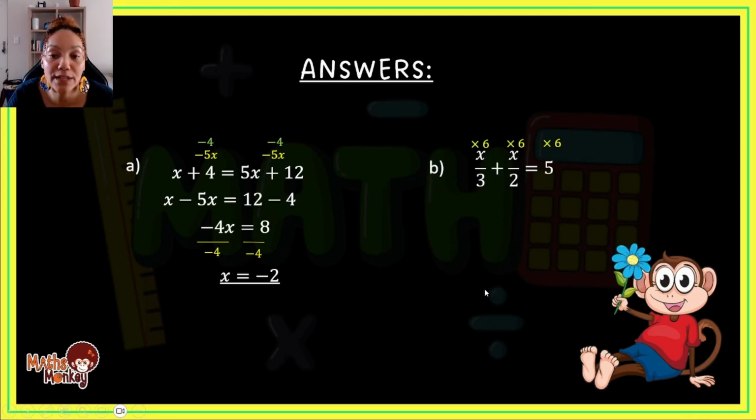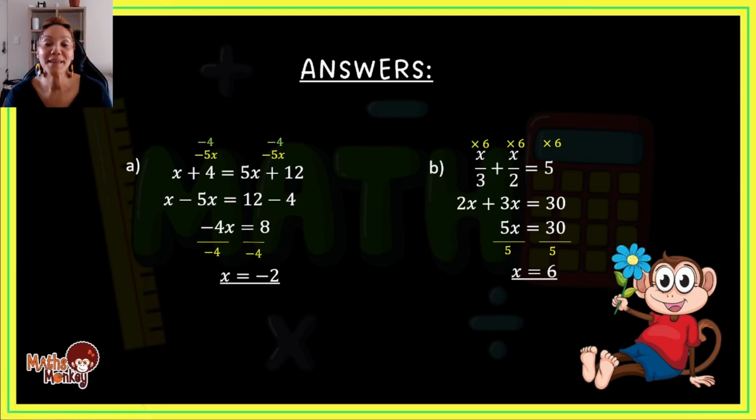Right, so the way I would then find the answer is I'll say 6 divided by 3 is 2, multiplied by x is 2x. Then 6 divided by 2 is 3, multiplied by x is 3x. And then we've got 5 multiplied by 6 gives me the 30. And now I can just simplify by saying 2x plus 3x gives me 5x equals 30. And then I divide both sides by 5, and I end up with x is equal to 6.